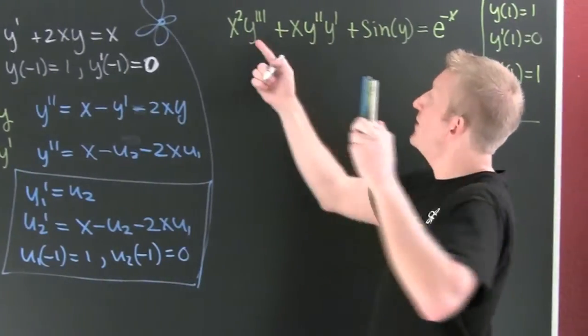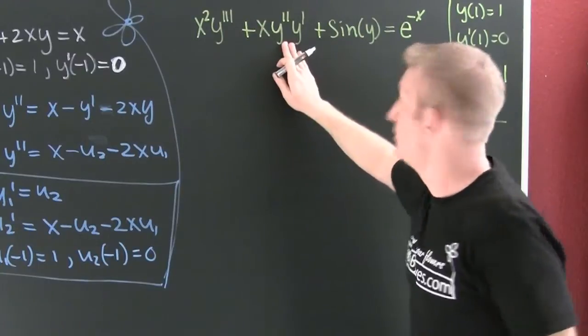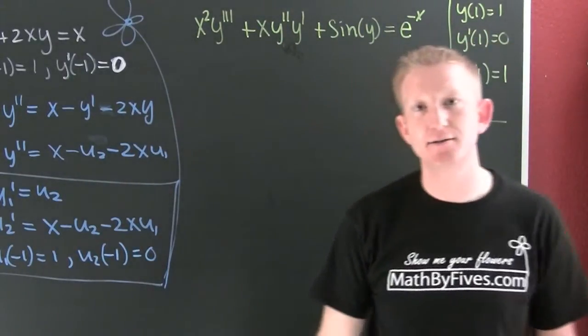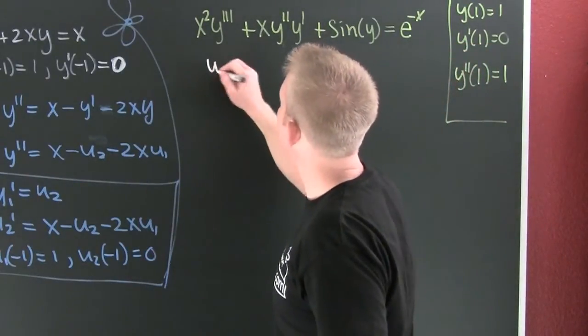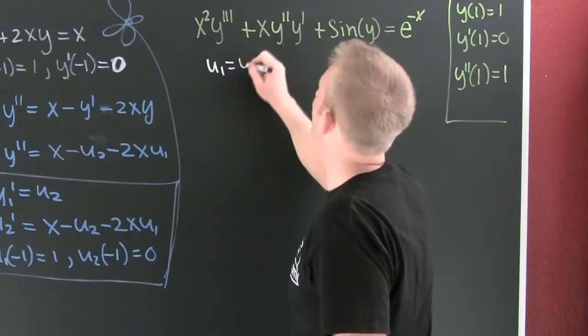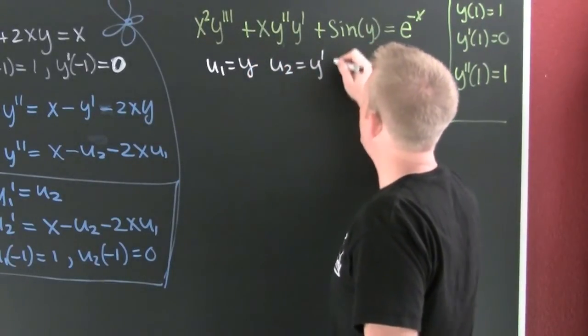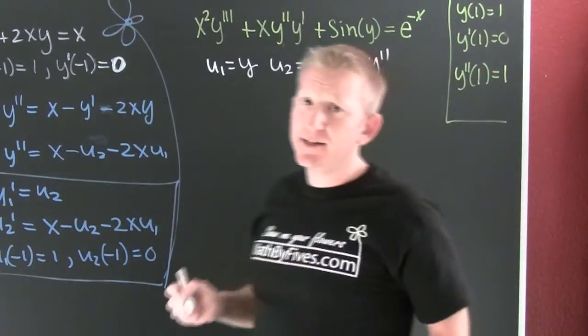Over here, we have a third order. Look at this. It's nonlinear. Nor is it homogeneous, but we can still use this process. We need to define three new variables. Here we're going to say u1 is equal to y, and then u2 is equal to y prime, and u3 is equal to y prime prime.